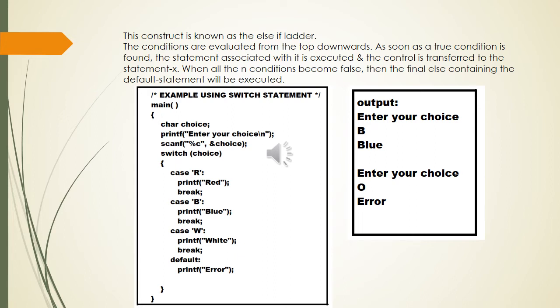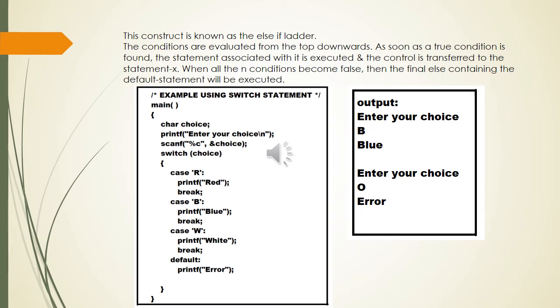So what we did, we took the choice as a character type, because the switch expression is there. When you enter your choice, you print this. There is one character you have to read from the keyboard, using %c and the address of choice. So this choice is tested with the switch case. If you give R as your choice and press the enter key, it will give red.